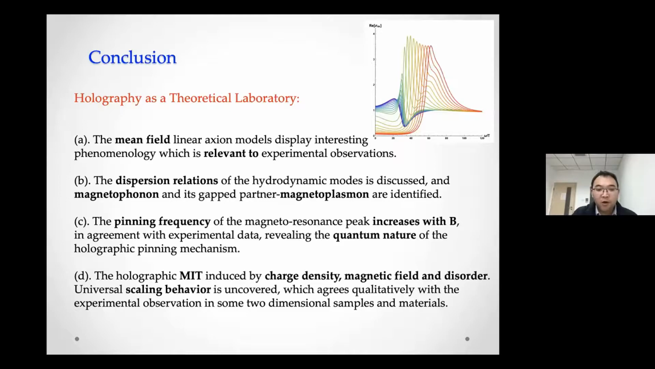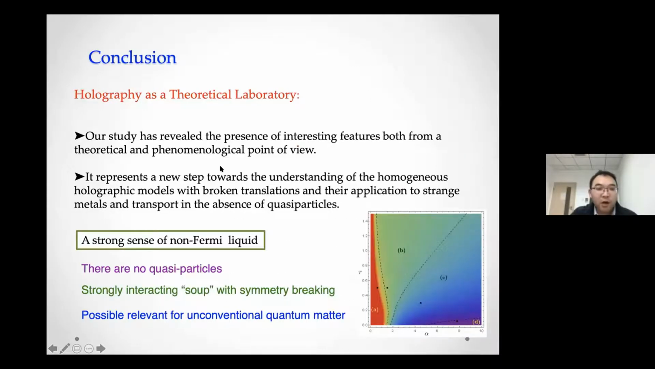We also showed the holographic metal insulator transition induced by charge density, magnetic field, and disorder. And we gave some universal scaling behaviors, which also agree quantitatively with the experimental observation in some two-dimensional samples and materials. So holography gives a very useful theoretical laboratory, and we stress that our theory is strongly non-Fermi liquid in the sense that there are, in principle, no quasi-particles. We are considering a strongly interacting soup with symmetry breaking, and it is possibly relevant for unconventional quantum matter.